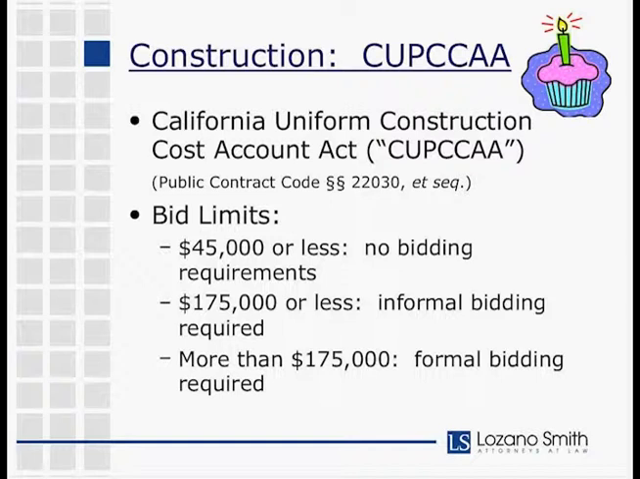So just keep that in mind. We're only in the construction context here, or the public project context. So the new bid limits for you to be aware of under CUPCAKE are $45,000 or less, there's no bidding required. $175,000 or less, there's an informal bidding requirement, and more than $175,000, you'll be subject to formal bidding requirements. And obviously, I'm going to go into more detail on all of those.